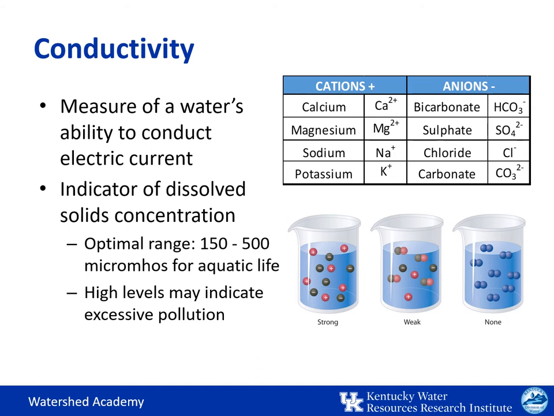There is an optimal range for conductivity that can vary for streams, but if the conductivity is elevated because of too much salts in the streams or other types of pollution, it can impact aquatic life. It's measured in micromhos per centimeter or microsiemens, depending on the notation. And again, high levels may be an indicator of excessive pollution.